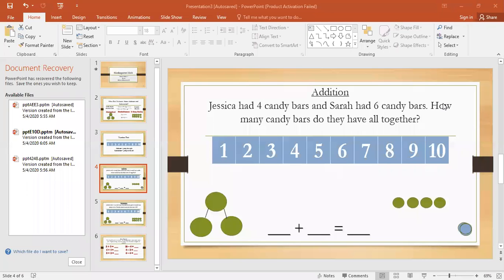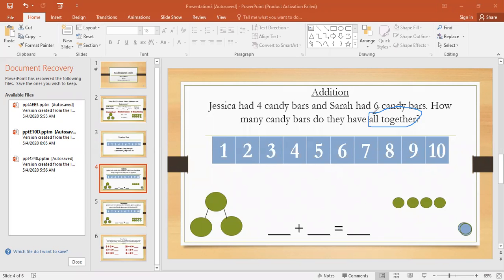Okay, so we have our addition problem. Jessica had 4 candy bars and Sarah had 6 candy bars. How many candy bars do they have all together? So we know when it says all together that we use addition. We want to figure out how many they have all together, so we look for that keyword all together. And that tells us that we need to use addition to solve this problem.